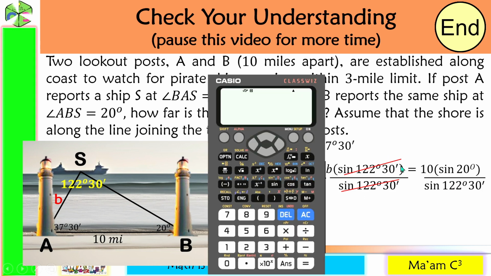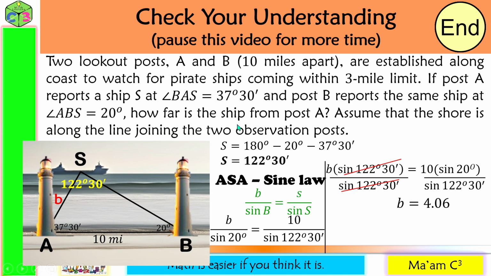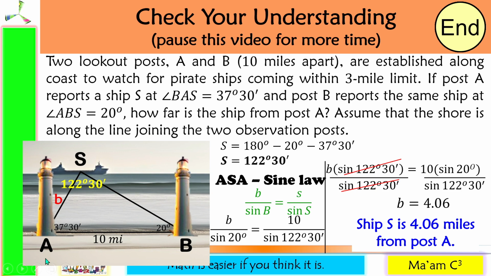So let us solve for this one. We have 10 times the sine of 20 degrees all over the sine of 122 degrees, 30 minutes. And this will give us 4.06, rounded off to the nearest hundredths. Let us answer the question, how far is the ship from post A? So ship S is 4.06 miles from post A. Got it?